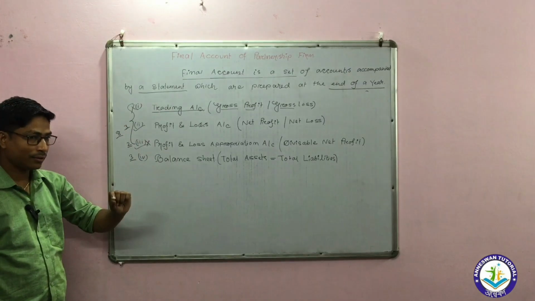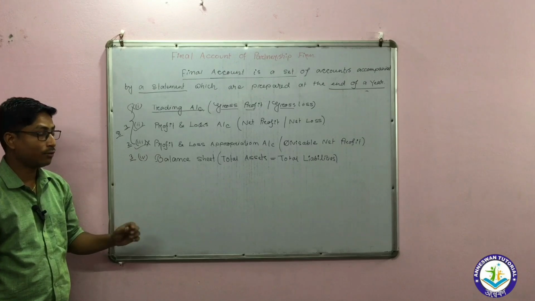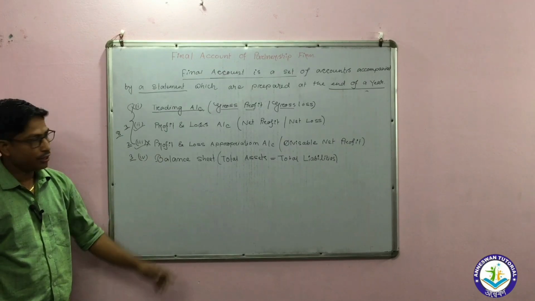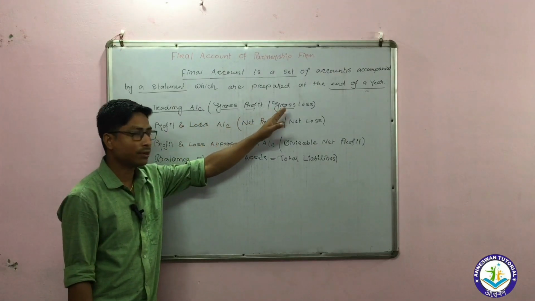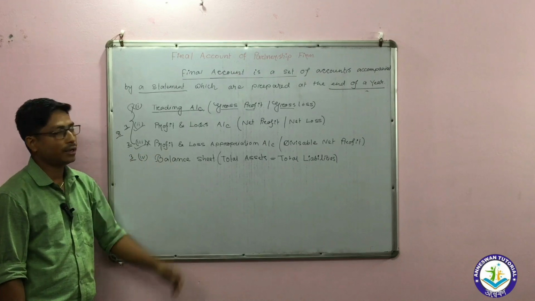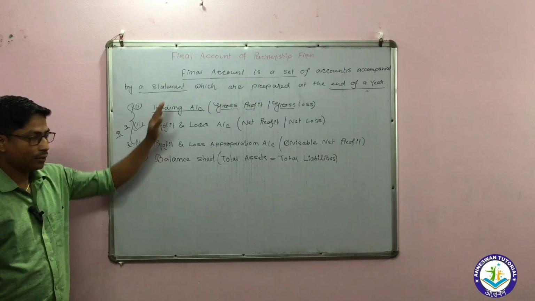First you need to prepare a trading account, then a profit and loss account, then an appropriation account, and finally a balance sheet. But in our case, you don't need to prepare a trading account. The outcome of the trading account will be there in your question, then a profit and loss account, then appropriation account, and balance sheet. All right. Thereafter, have you copied it?